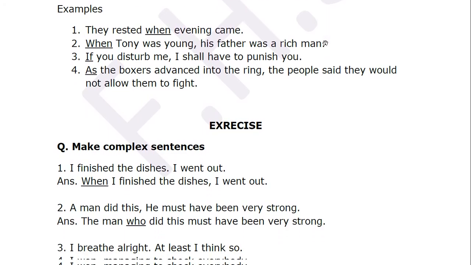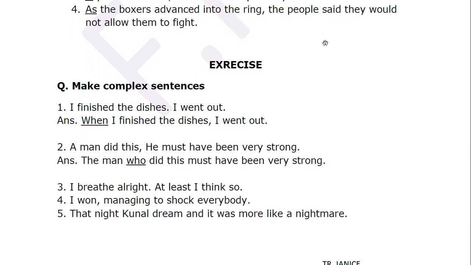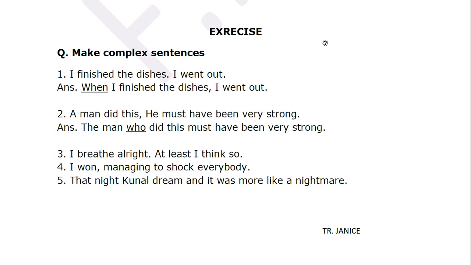Okay, let's see the exercise I've given you all. I've even explained some in this. Okay, first one. I finished the dishes, I went out. So, what is this? When I finished the dishes, subordinate clause, I went out, main clause. So, when you get two sentences like this, just think which can be your main clause and which can be your subordinate, where you can add the subordinator. Okay, you can't say when I went out, no. You can say when I finished, yes. So, this becomes your subordinate clause, this becomes your main clause.